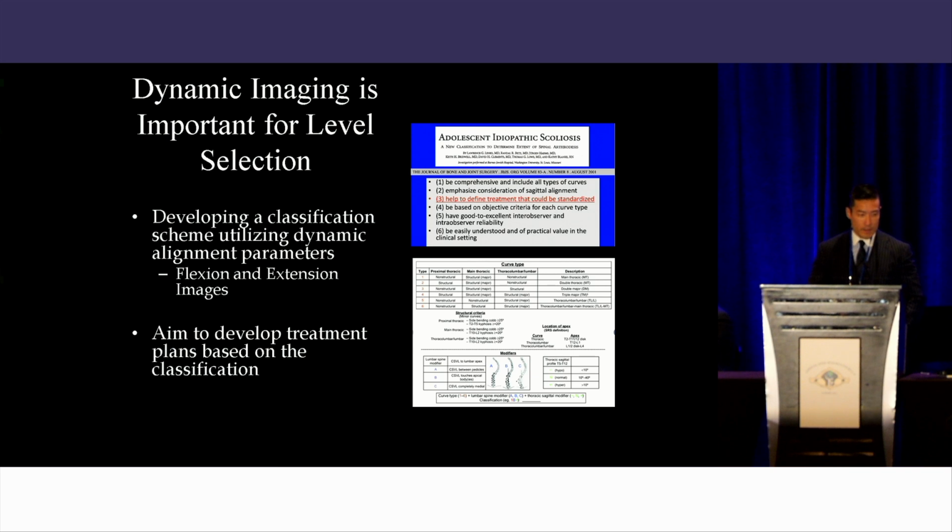additional imaging that's necessary. And if we look at classification systems out there that try to talk about level selection, they always incorporate dynamic radiographs.